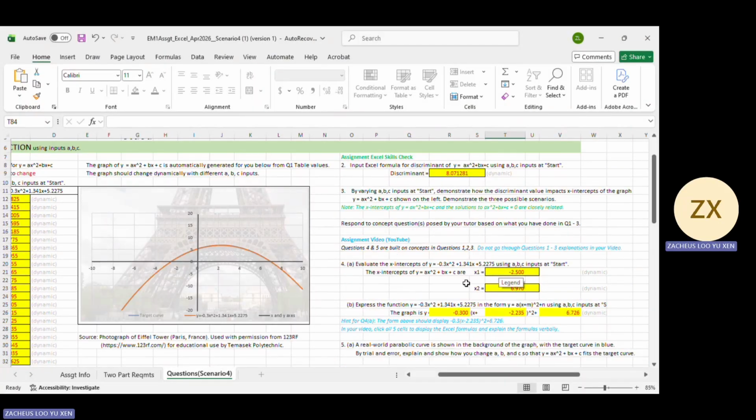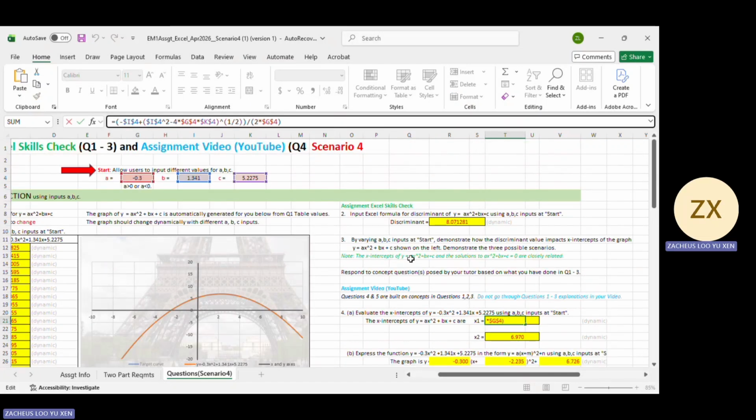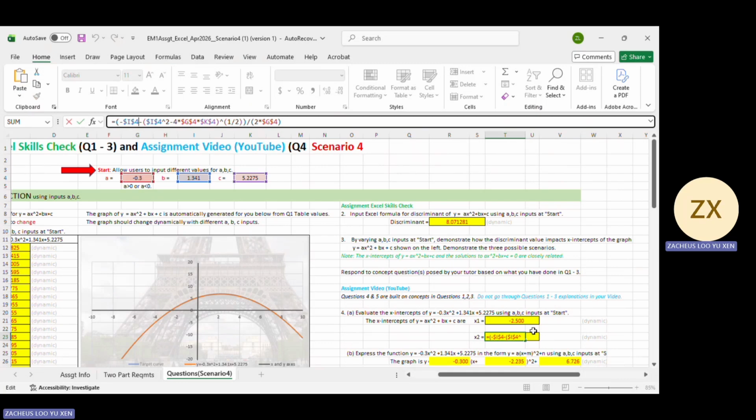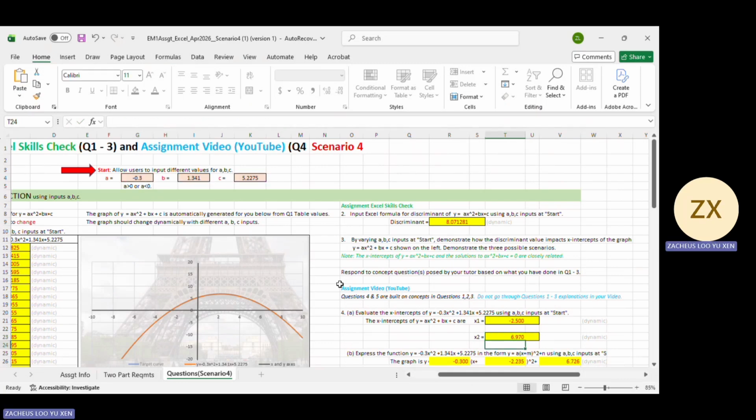So for question 4a, we simply input the quadratic formula into each cell. And I just did the same thing for the other x-intercept, but then I used a minus sign instead of a plus sign. That's the quadratic formula, which has a plus-minus sign.